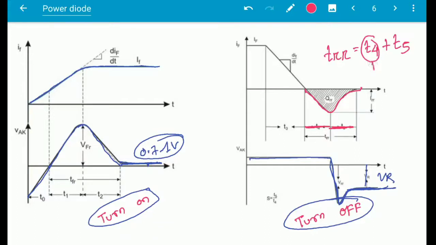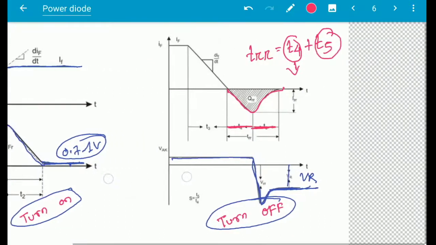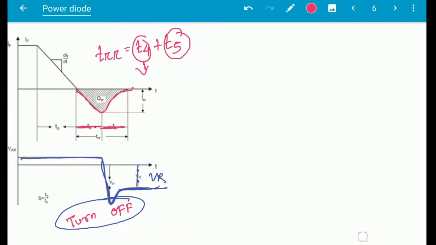This time is for removal of the charge stored. And what is the T5? Charge from the semiconductor layer is removed. And there is another term called softness factor. What does it describe? It describes how easily one diode can be switched off or changed according to the frequency. This is called softness factor, and this is T5 by T4.